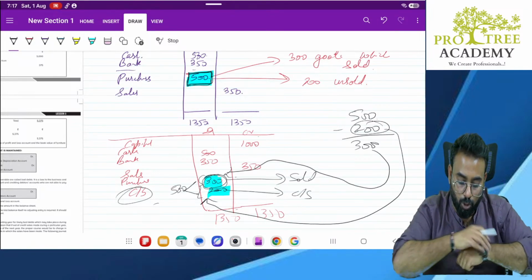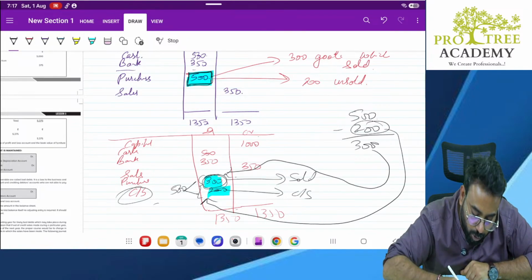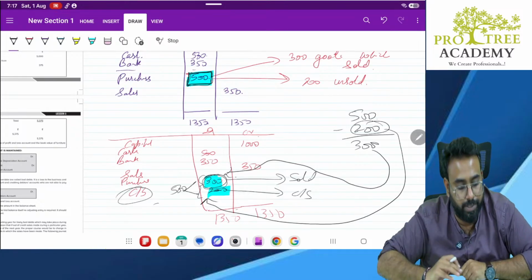Sir, I don't want to show closing stock separately. Fine, don't show. Show it entirely as purchases.